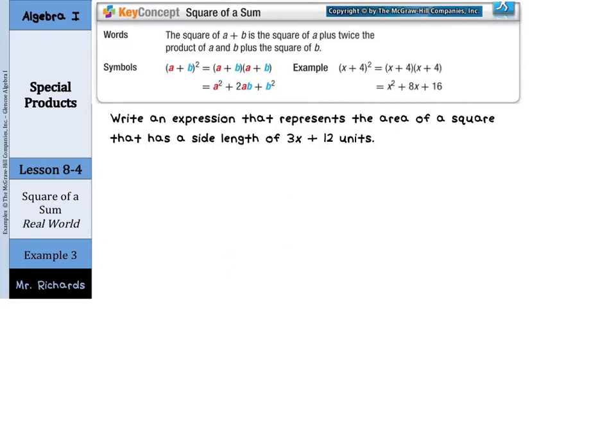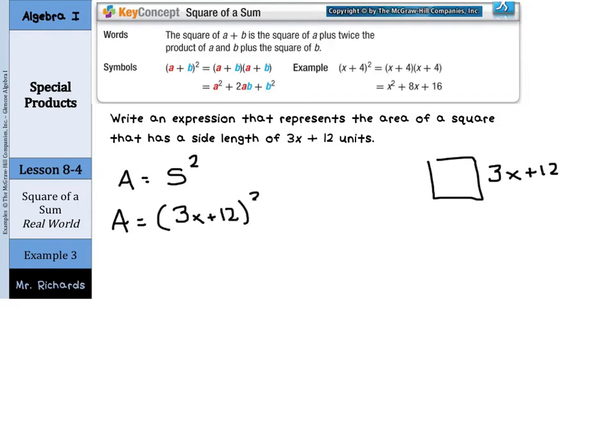Now, what about a word problem? Write an expression that represents the area of a square that has a side length of 3x plus 12 units. Well, remember with squares, squares are special. The area of a square can be found by just taking the side and squaring it. You think length times width, well, your length and width are the same for a square, so it's just side squared, which then ultimately is just 3x plus 12 squared.